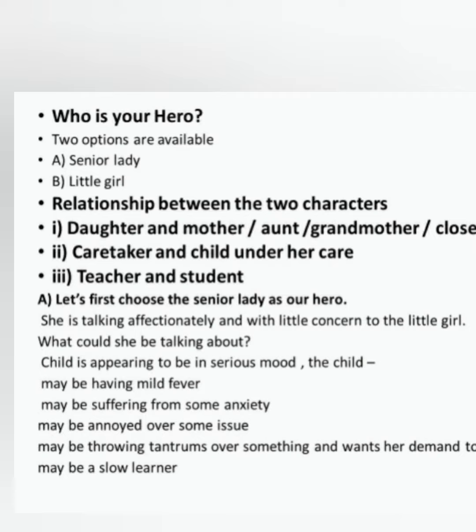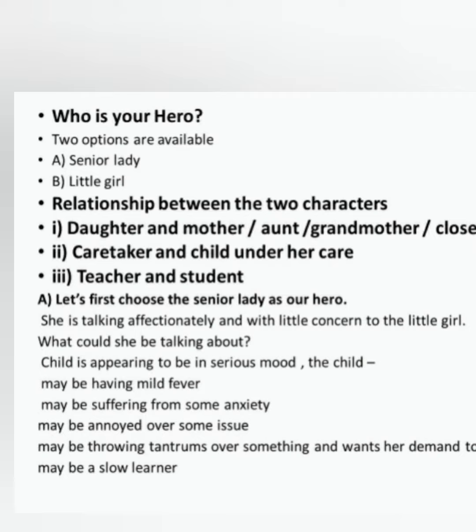or the little girl. Now relationship between the two characters, they can be daughter and mother, aunt, grandmother, close relative, then caretaker and child under her care, teacher and student, and there can be more relationships also which you can guess. Let's first choose the senior lady as our hero. She is talking affectionately with little concern to the little girl. What could she be talking about?